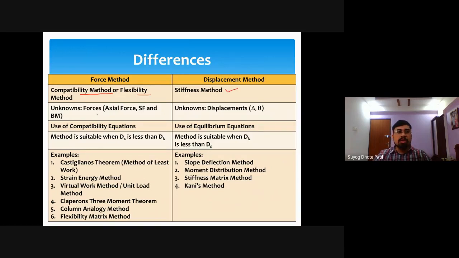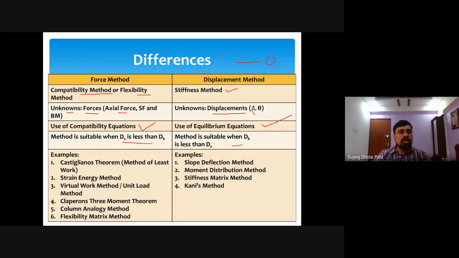Basic unknowns in the force method are forces: axial force, shear force, and bending moment. Whereas here the unknowns are displacements, either linear or in the form of rotation. Here we use compatibility equations with equilibrium equations, but there purely equilibrium equations only. The force method is suitable when ds is less than dk, and the displacement method is suitable where dk is less than ds. It is the general condition.